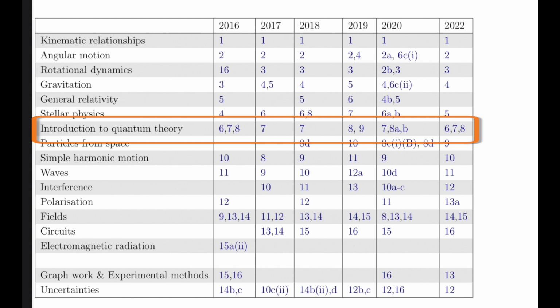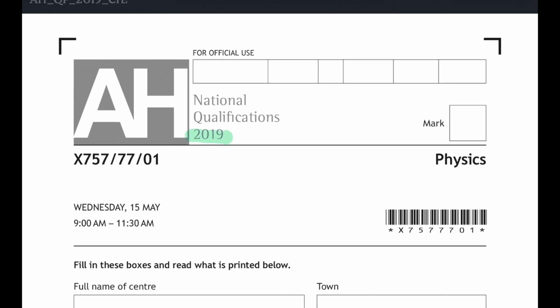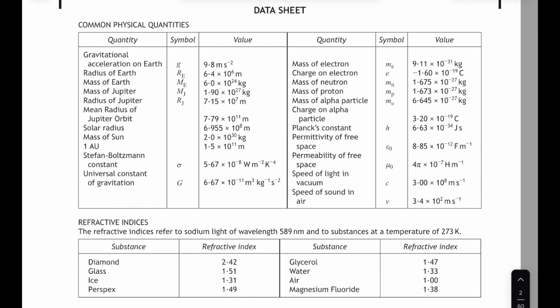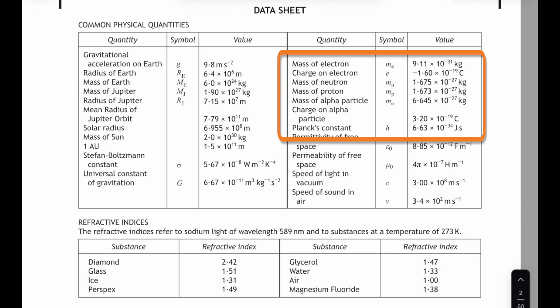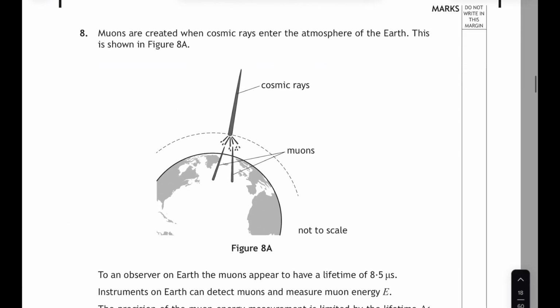And in this video we're going to have a look at the 2019 paper and the 2022 paper. So firstly, 2019 paper, and as usual the first thing you'll see is the data sheet. In these questions the sort of thing you might need is Planck's constant, or the mass or charge of some subatomic particles. We're going to start off by having a look at question 8, and you might want to have a go at the question yourself first and then come back and see how we have gone about it.